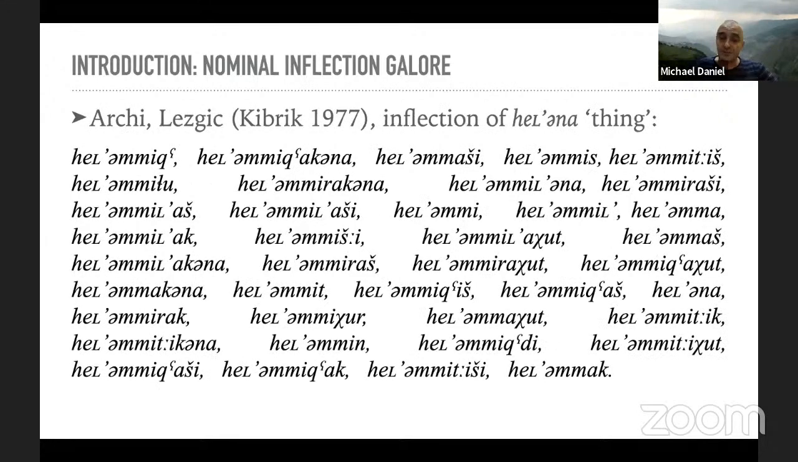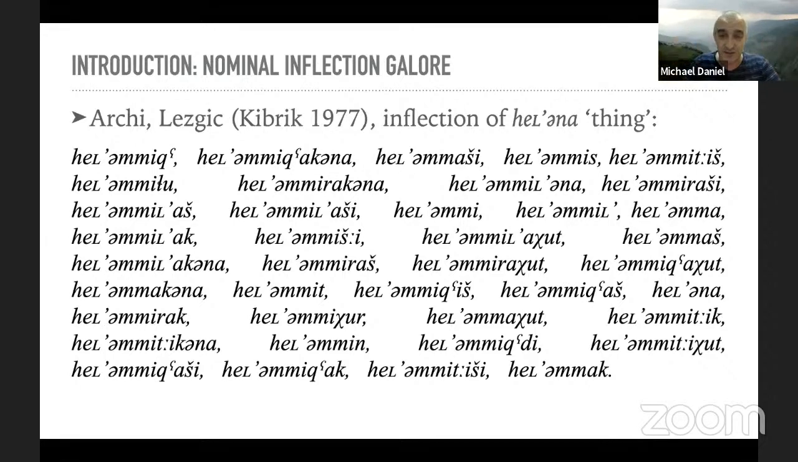On the next slide, I just put and randomized the order of the forms of the Archi word hetlena thing. These are only singular forms, and there are quite many. There are not as many as in Tabasaran. In Guinness version of Tabasaran, there are only 38. But I have to admit that I threw away some of the forms that Kibrik included because they are controversial, but added some others which were not included in his count. So yeah, there are many.